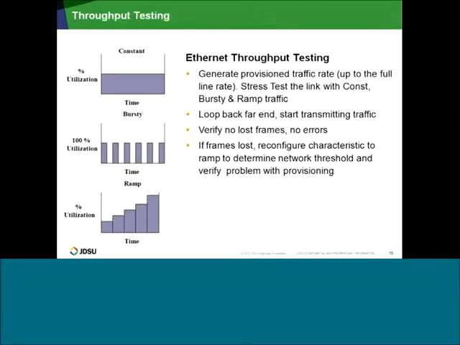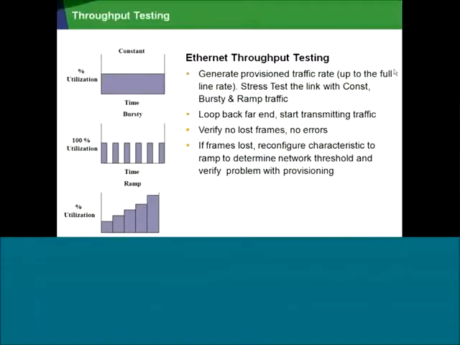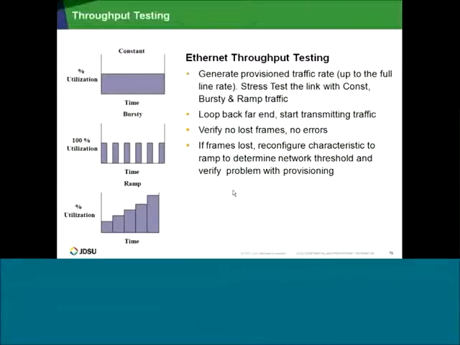So Ethernet testing in terms of throughput. All right. So what you want to do is generate the traffic up to the full line rate, stress the test with a constant bursty ramp traffic, loop back far end, and then start transmitting. And of course, if you have frame loss, then you have to reconfigure it to change the value of the throughput size. So the CIR, the committed information rate, will then have to change. So that's really how you test the throughput. Okay, you want to make sure that you have proper utilization of your link.